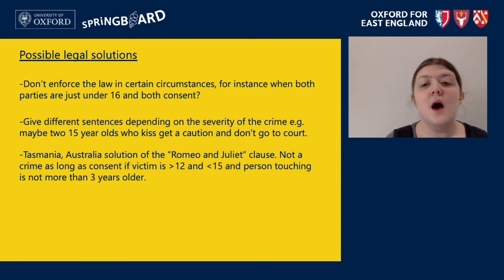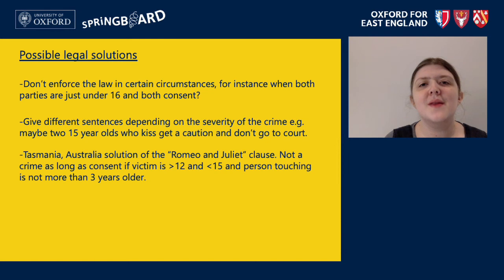Other countries have responded to this problem using different statute. In the state of Tasmania in Australia, for instance, there is something called a Romeo and Juliet clause, after the two young lovers from Shakespeare. This focuses on the age gap between the victim and the person who sexually touches them. If the person being touched was 12 or over, but under 15, then there is a defence if the person who touched them was not more than 3 years older than them. So, if our case with Felicia and Emmanuel had happened in Tasmania, a crime would not have occurred.